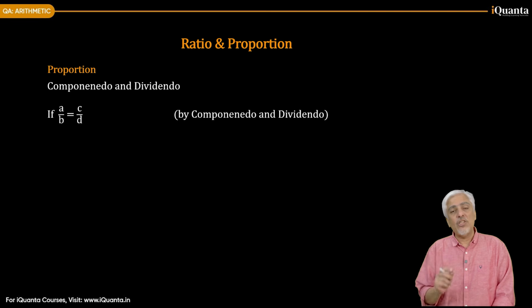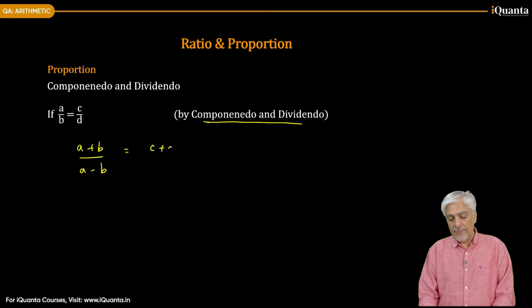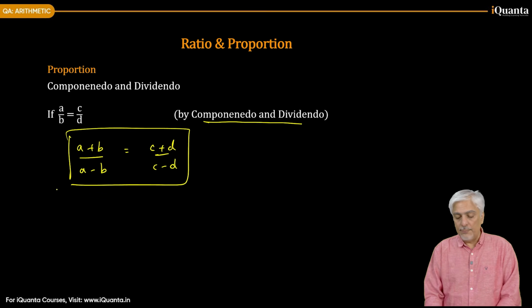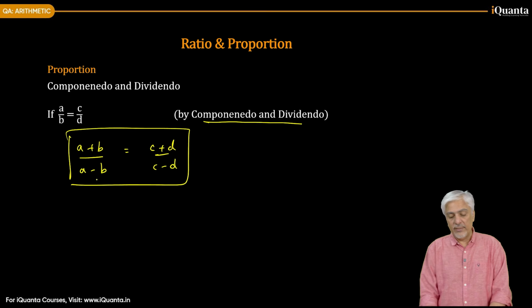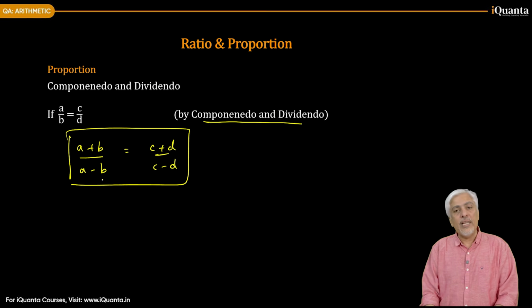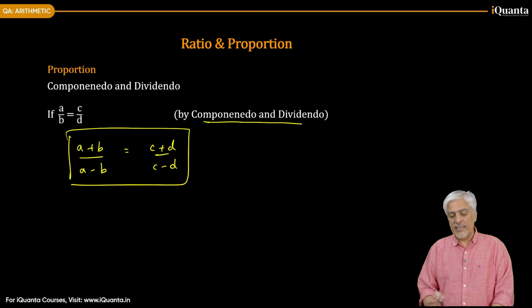What's the application of componendo and dividendo when we are applying both of them? If I'm applying componendo and dividendo both, it will become A plus B upon A minus B is C plus D upon C minus D. This is applying componendo and dividendo together. So we'll have A plus B upon A minus B is C plus D upon C minus D, right? That's componendo dividendo.